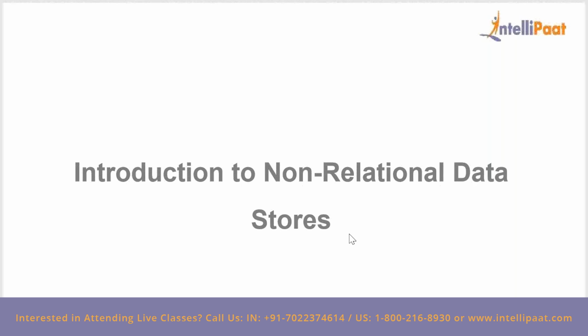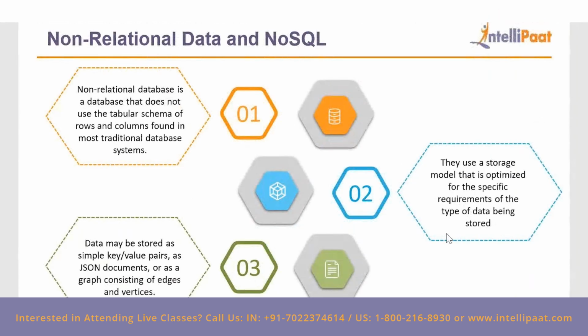So then came the concept of non-relational databases. As the name suggests, it is a database that does not use the tabular schema of rows and columns found in most traditional database systems. Here there is no concept of row, column, table, or schema. In a relational database, suppose we have an employee table with just employee name and employee ID. All the data in the employee ID column should be of the same data type, and employee name should be of the same data type. You can have only two columns, the data can have only two fields. So these are the limitations.